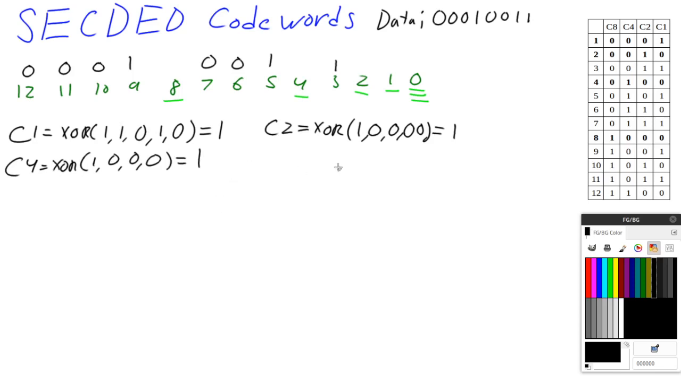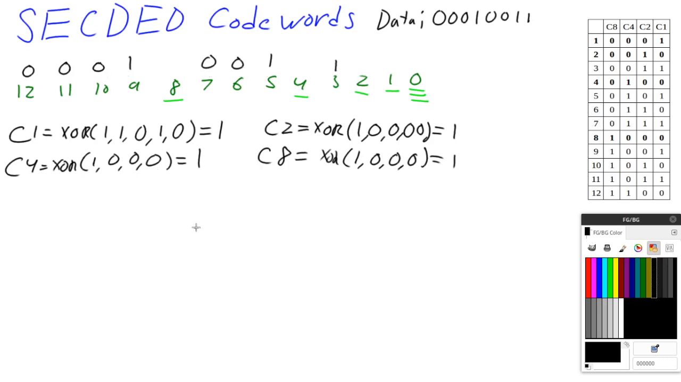And last but not least, let's do C8. XOR, and that's 9, 10, 11, and 12. So 1, 0, 0, 0. And once again, this parity bit comes out to be a 1. So, wait, did I do C4 right? That was 5, 6, 7, and 12. Okay.